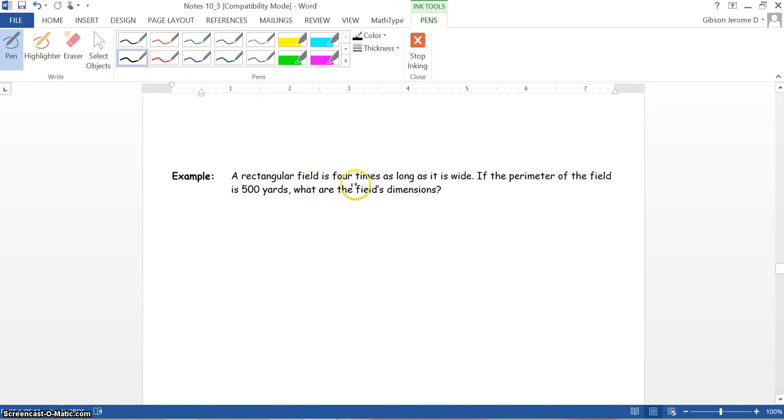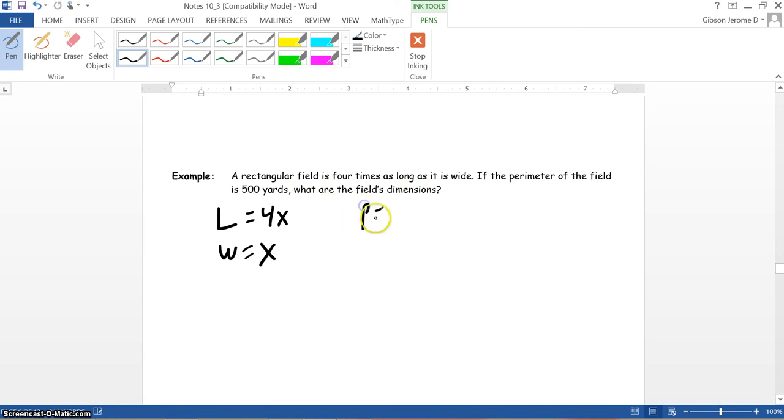Now example, a rectangular field is 4 times as long as it is wide. So now we have length and we have width. It says it is 4 times as long as it is wide. So our width would be X and our length would be 4 times what our width is. If the perimeter of the field is 500 yards, what are the field's dimensions?